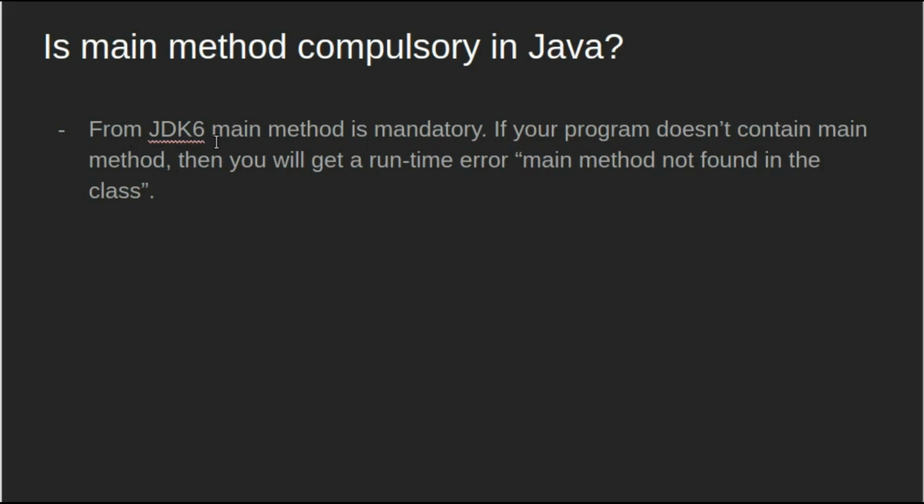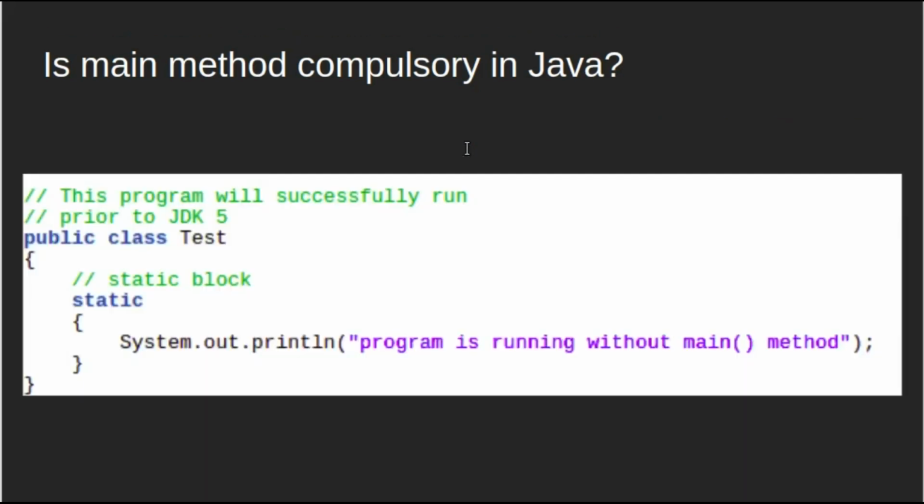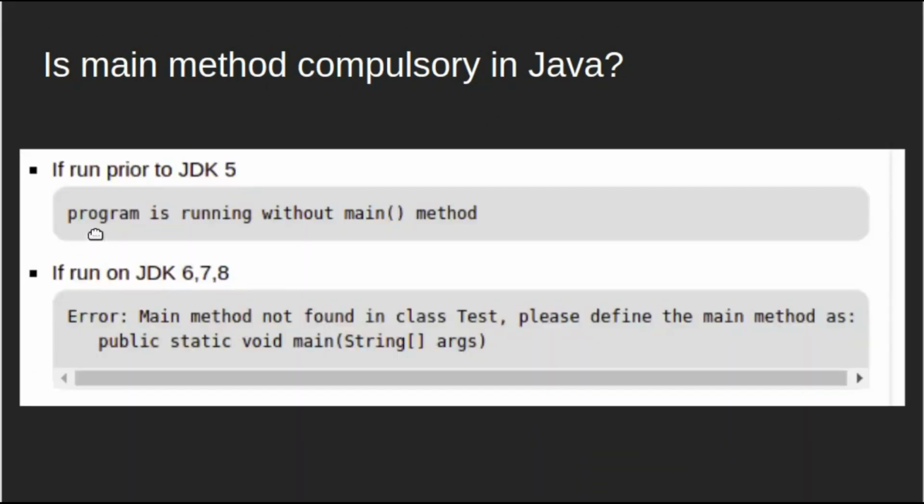However, from JDK 6, main method is mandatory. If your program doesn't contain main method, then you will get a runtime error, main method not found in the class. In this program, there is no main method. Let's see how it will be executed.